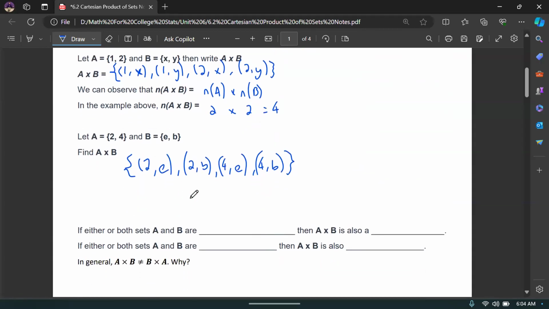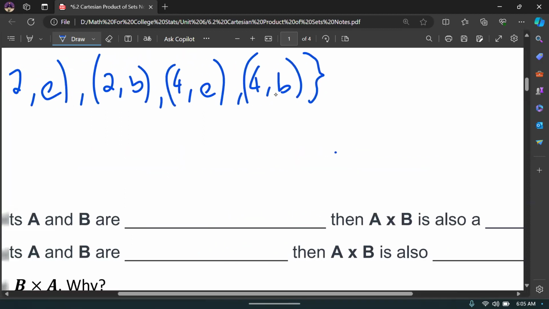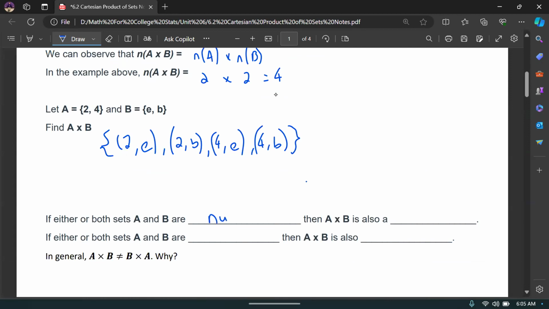All right. But yeah, and again, you'll notice again it's 4 elements, which is good. All right. Now, if either or both sets A and B are what we call null sets, which basically means an empty set, so it doesn't have anything in it, then A times B is also a null set. So a null set, again, just as a reference, means empty set.